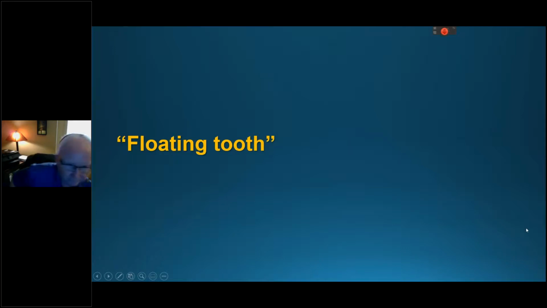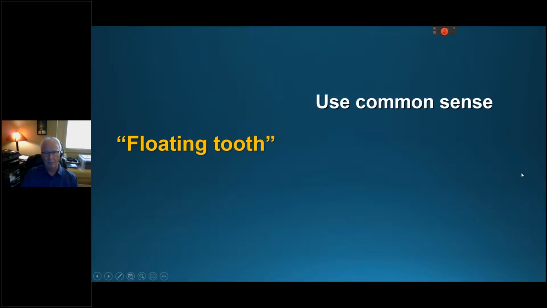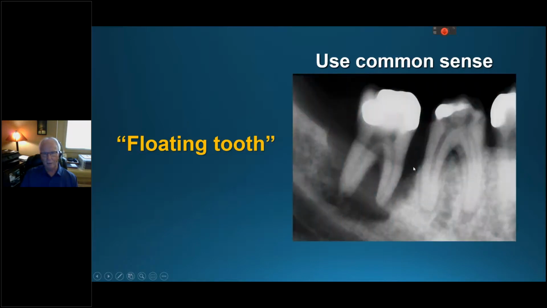The floating tooth, a term some of you have heard, I'm sure. When I lecture and I've got 200 or 300 people in the audience, about a third have heard it, and they're usually the ones that graduated within the last 15 years or so, because we didn't introduce this term until probably a couple decades ago. It describes a tooth with absolutely no bone support. You look in the other areas of the mouth for periodontal bone changes, and there are none.